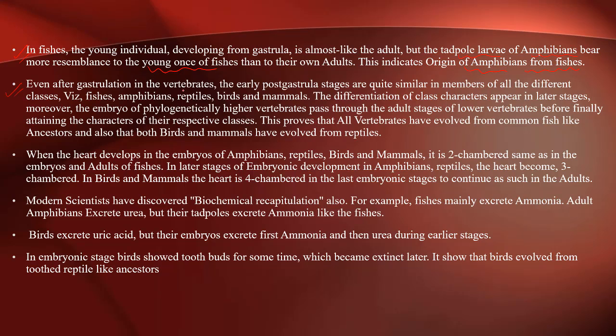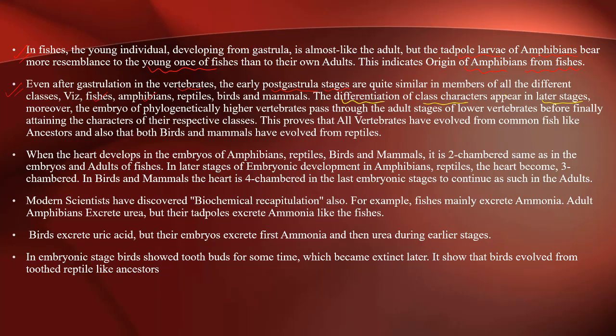Even after gastrulation in the vertebrates, the earlier post-gastrula stages are quite similar in the members of all the different classes like fishes, amphibians, reptiles, birds, mammals. Just after gastrula, the stages are similar for all. The differentiation of class characters appears in the later stages. The specialized characters which differentiate that class from the previous one come afterwards. But before that, the common characteristics can be easily reflected from the embryological point of view.